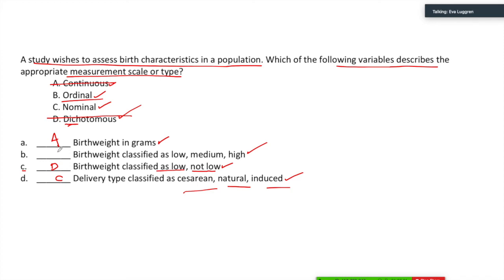Absolutely. So things like colors, categories, all of those things can't really be put in order. And so those would always be a nominal type of characteristic. And then ordinal would be categories, but things you can put in order. Okay. So this would be our B. Okay. Very good.